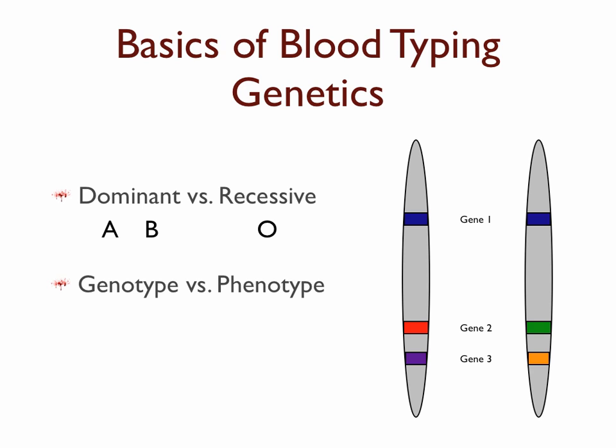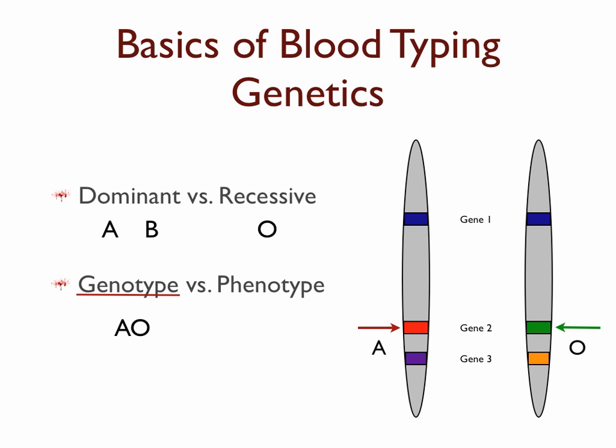So again, let's assume that gene 2 is the gene that determines your blood type. Again, we have two different versions of this gene. So let's say that this copy of gene 2 is from your dad, and it's the A allele, and this copy of gene 2 from your mom is the O allele. So you have one A allele and one O allele. This combination of alleles is called your genotype and can simply be written AO.